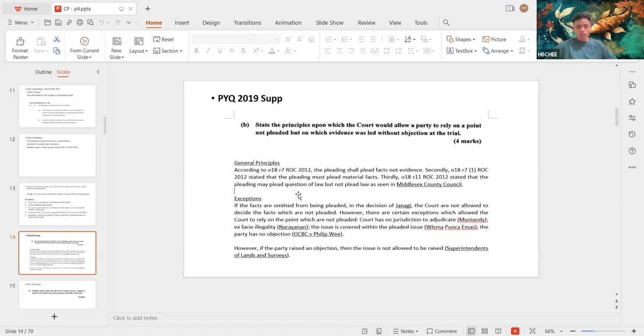My general principle goes as the first subheading, and then it goes on to the main issue, which is the exception. And then the exception to the exception, I will put at the last, which is my conclusion. This is how I prepared my answer for this 4 marks question.